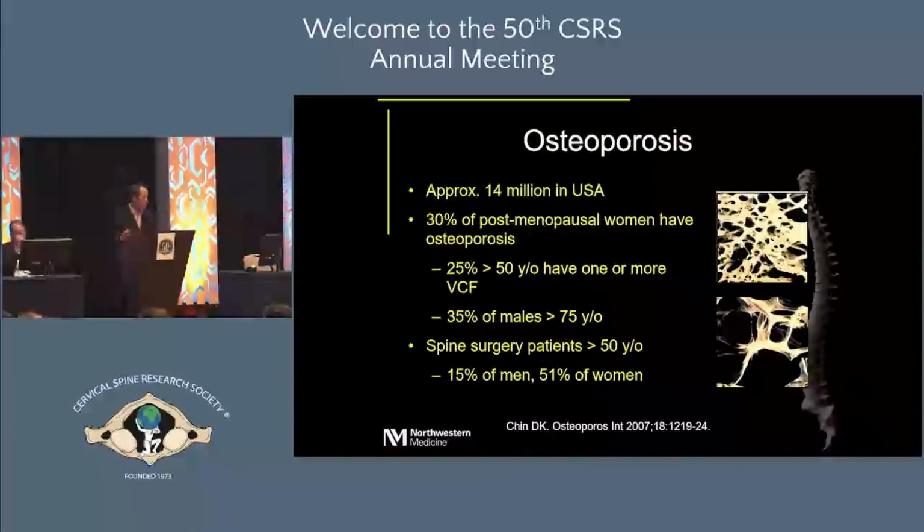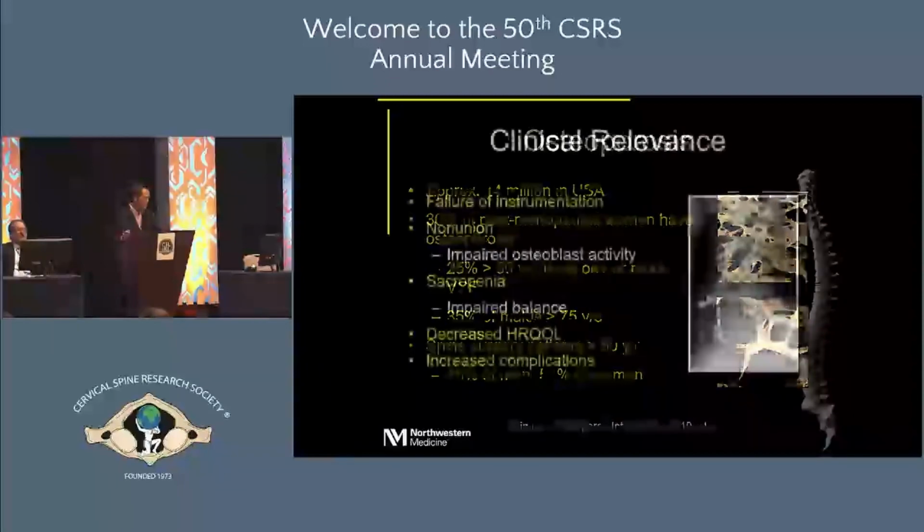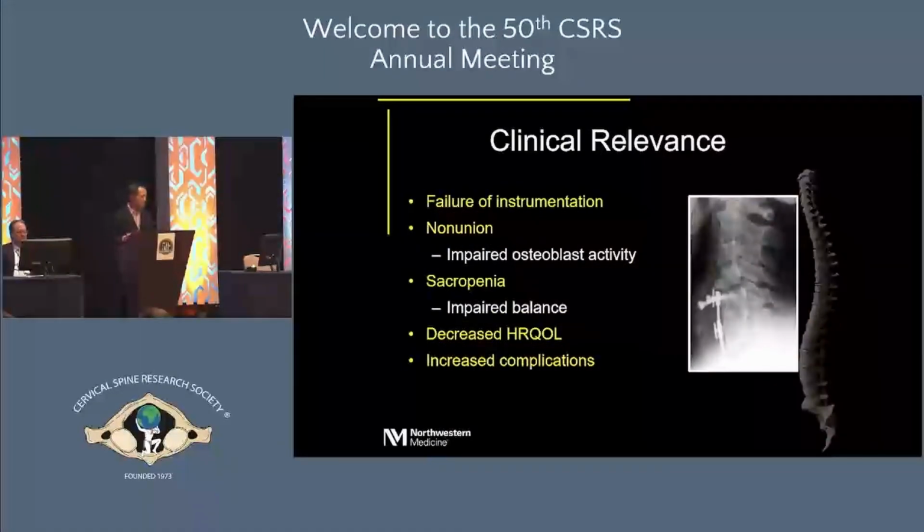And then the people we operate on in particular have an even higher incidence of this problem, largely because they're frail and often go undiagnosed. The clinical relevance of osteoporosis needs no introduction. We are concerned about failure of instrumentation. We're concerned about a non-union when somebody has a fracture, since patients with osteoporosis have impaired osteoblastic activity. Sarcopenia is an often associated condition where the individuals have impaired balance, thereby increasing their fracture risk.